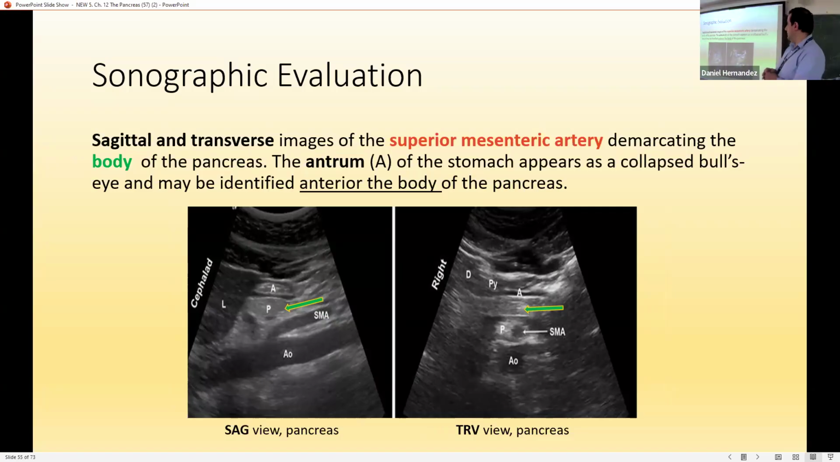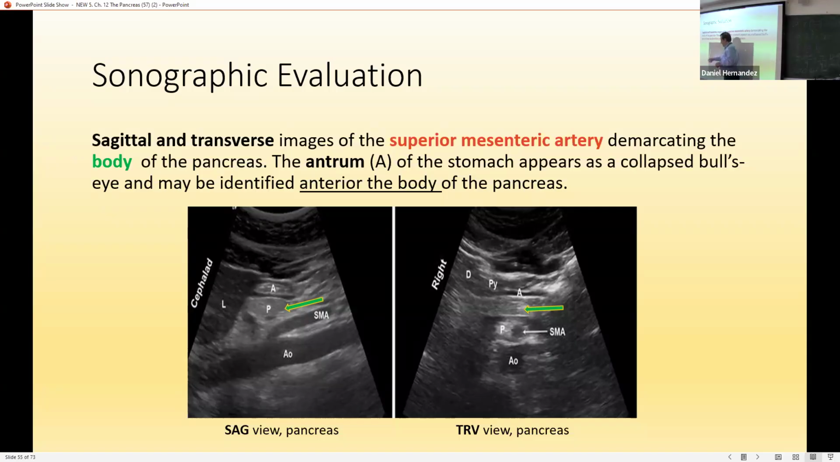This was some additional sonographic evaluation. So, okay, we have again some sagittal and transverse views now of the SMA, the superior mesenteric artery. So again, the SMA we use as a demarcation of the pancreas, the body of the pancreas. In this case, this is our sagittal view, SMA coming off the aorta. We see a little bit of pancreatic tissue there, a little bit of the body of the pancreas.